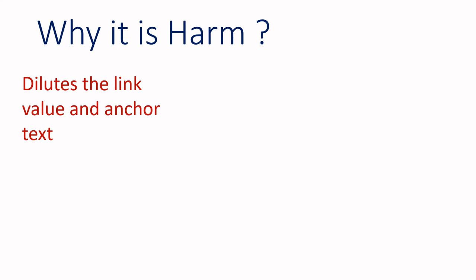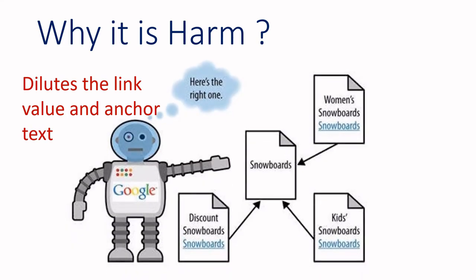So instead of optimizing pages for similar keywords, try to map the keywords to particular pages. For example, here the snowboard is a pillar content page. For this snowboard page, you are interlinking women's snowboards, kids snowboards, and discount snowboards. So likewise, you have to map your keywords and pages.